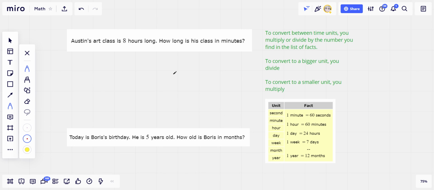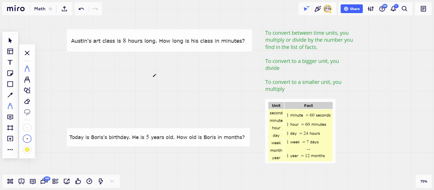You probably know there are 60 seconds in a minute and 60 minutes in an hour. I'm sure you know there are 24 hours in a day. So if you're converting between days and hours, you'd either multiply or divide by 24. If you're converting between weeks and days, you'd multiply or divide by 7. If you're converting between years and months, multiply or divide by 12. If you're not sure of any of those facts, definitely look them up. I've got a chart here in case you need it.